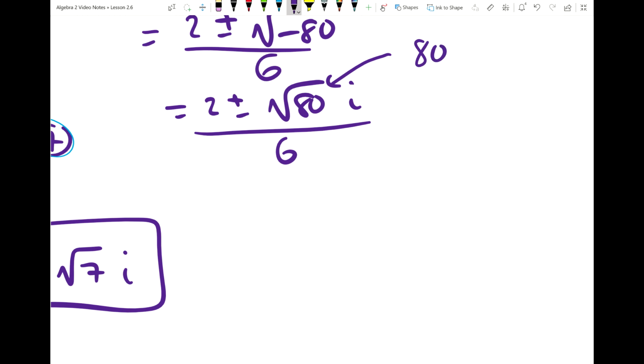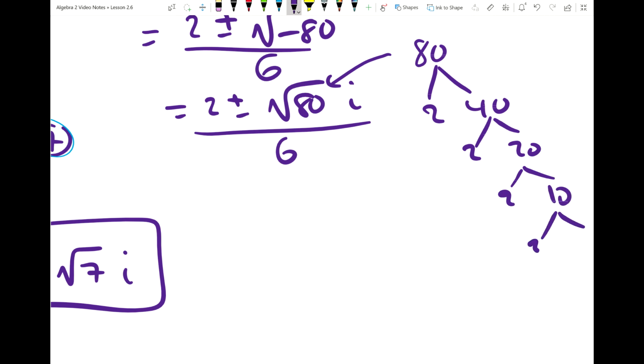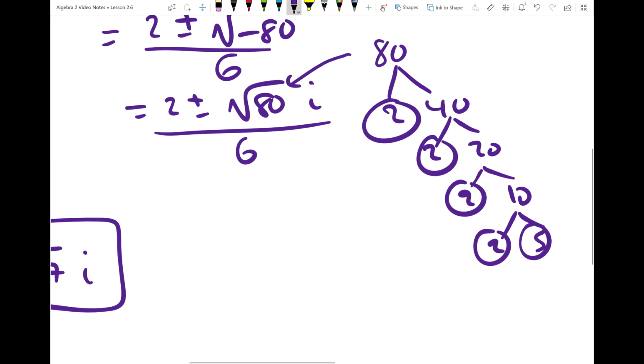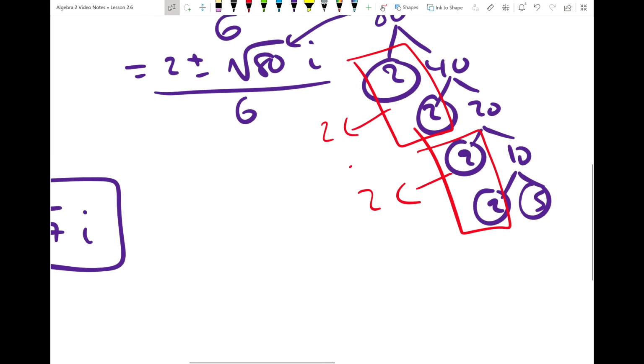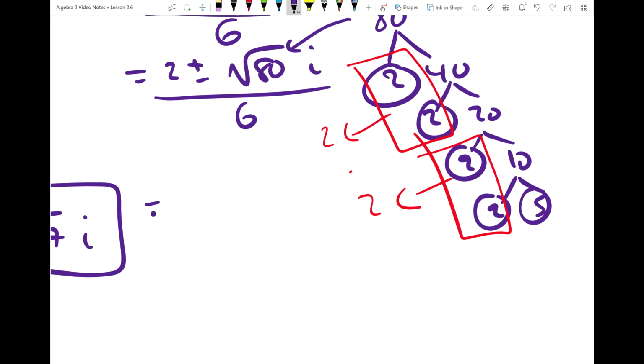So 80 breaks into 2 and 40, 2 and 20, 2 and 10, and then 2 and 5. So it looks like we got a pair of 2s here and then another pair of 2s there. Be careful with this part. So we can pull this pair of 2 out, we can pull that pair of 2 out. So we got a 2 there and a 2 there. And then we multiply them. 2 times 2 is 4. So I'm going to write those both 2s out. And then we got a 5 left over on the inside.